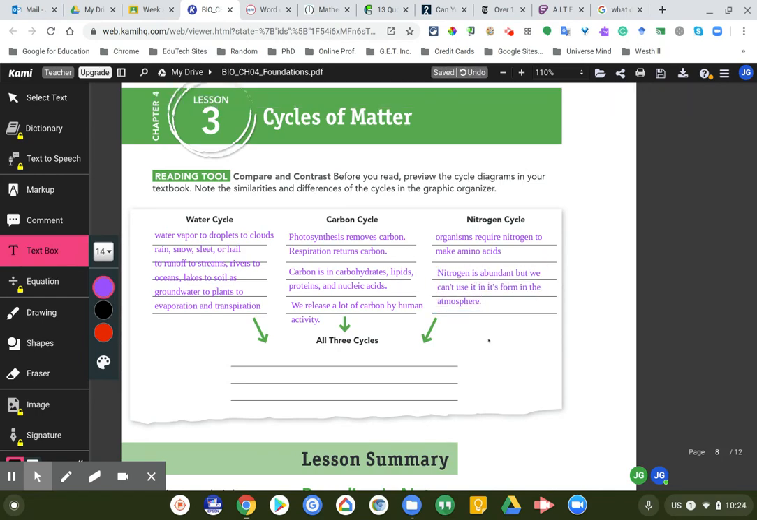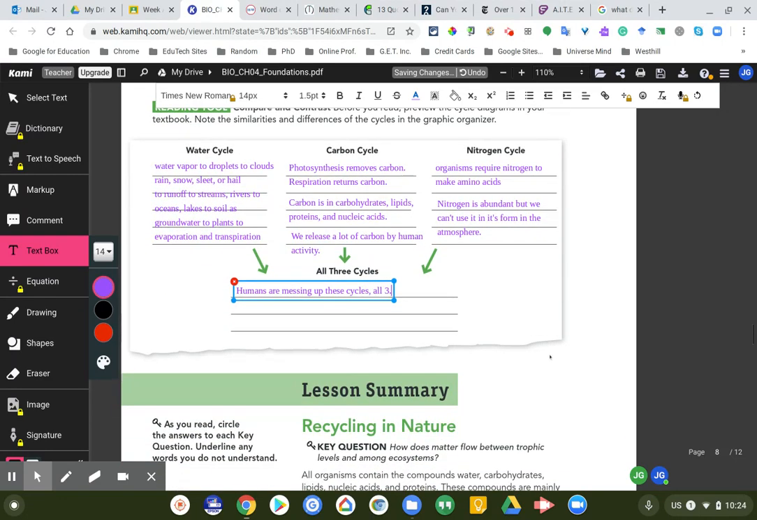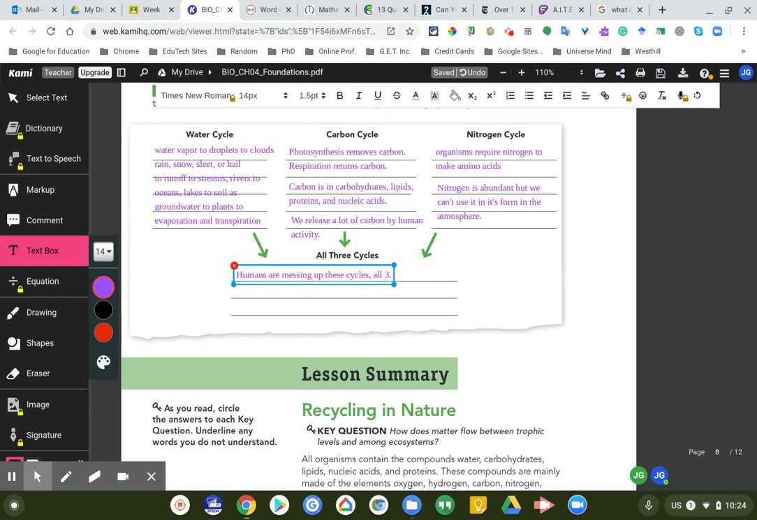Okay, what have we learned so far about humans? What are we doing with all these three cycles, right? Humans are messing it up. So human activity kind of messes up some of these cycles. And literally all three of them, humans can affect in some way, shape, or form. So you can continue reading and taking notes on those parts.